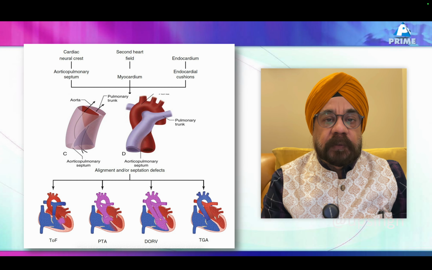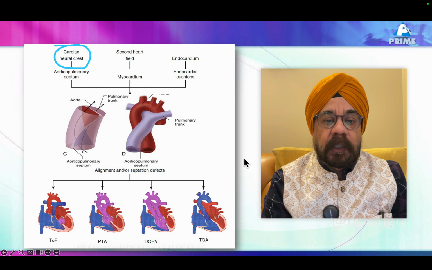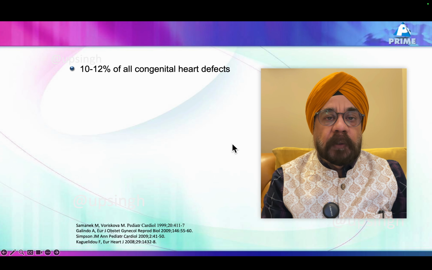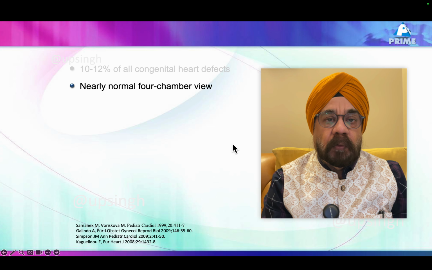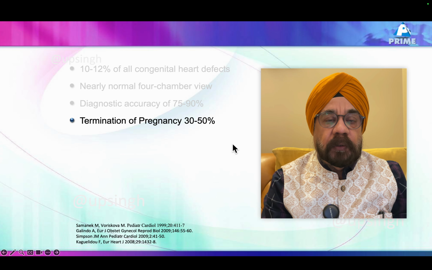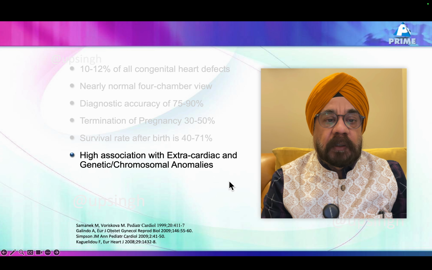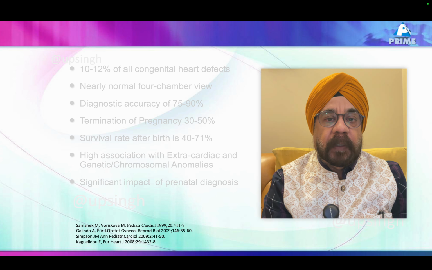In conotruncal abnormalities, the cells migrate from the neural crest to the cardiac tissue, and because of this migration and extra cells, there is more chance of extra cardiac abnormalities as well as genetic associations. Conotruncal abnormalities constitute about 10% of the total abnormalities, with a nearly normal four-chamber view. Diagnostic accuracy is not good, and survival rate is an issue. Because of the extra cardiac abnormalities and genetic issues, there is a higher chance of termination of pregnancy.